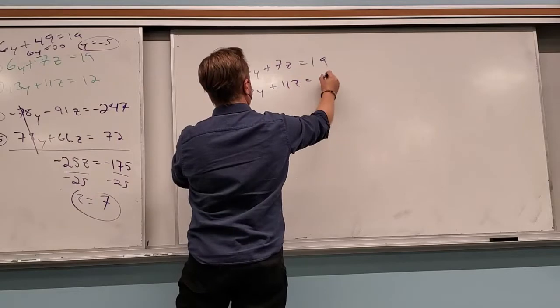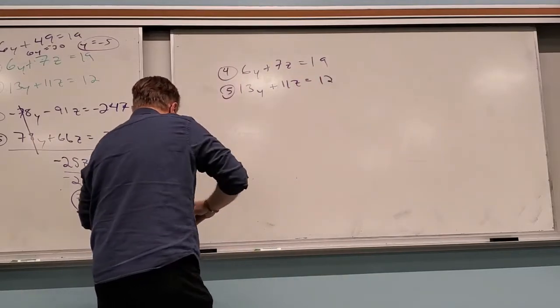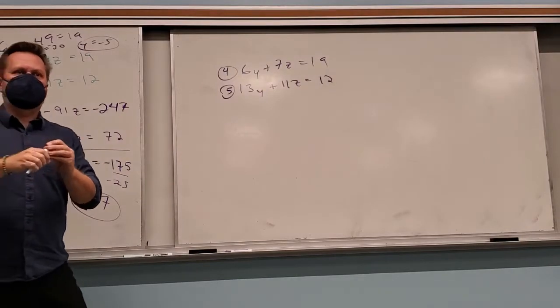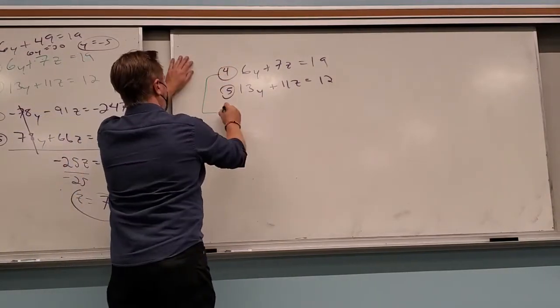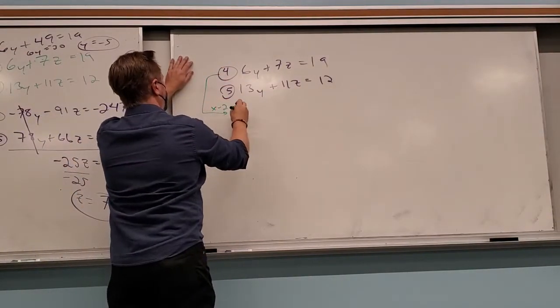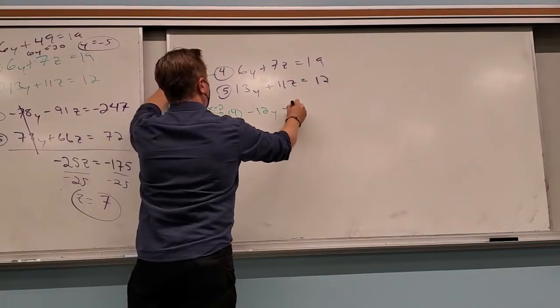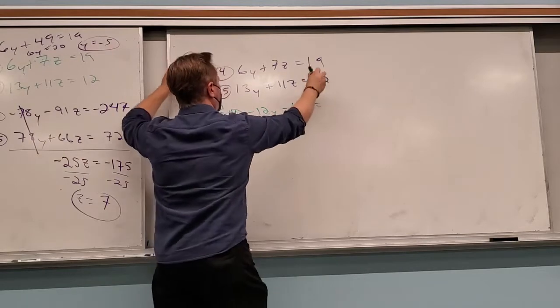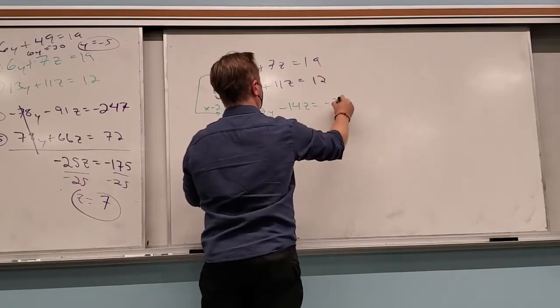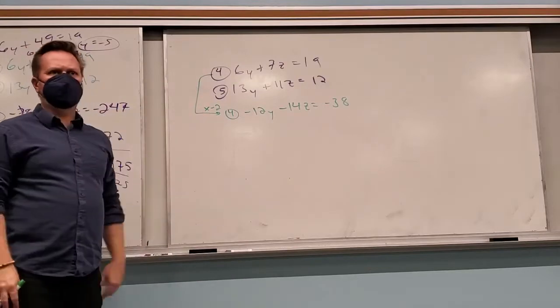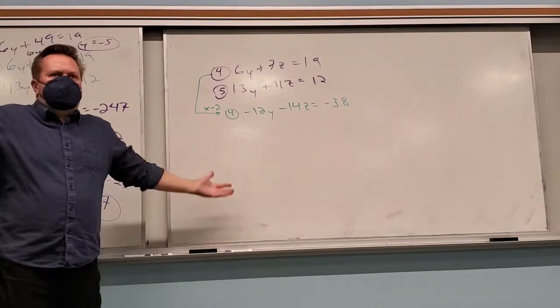All right, I'm going to do something that doesn't immediately make sense. Let me see if you guys catch on. I'm going to multiply this one by negative 2. So I just multiplied equation number 4 by negative 2. I can do that. I can multiply them by 11.